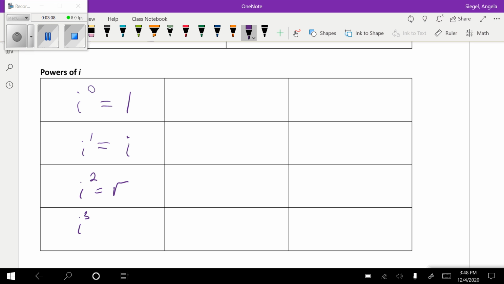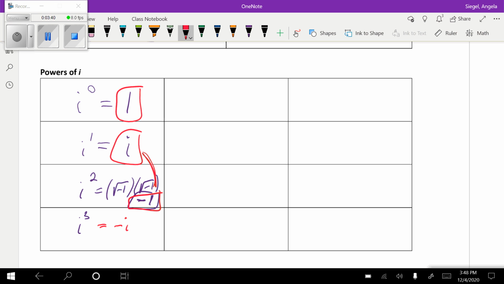If i is the square root of -1, then i times i is the square root of -1 times the square root of -1, which is -1. So i squared is -1. So let's mark these. Okay, i to the third power is these two multiplied together. So i squared times i is -1 times i, which is -i.